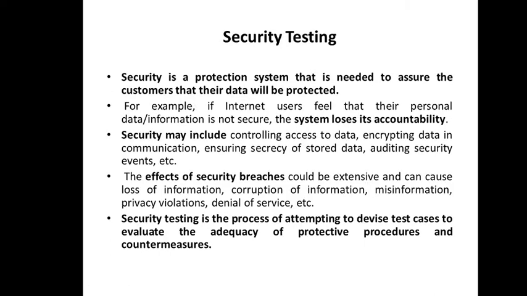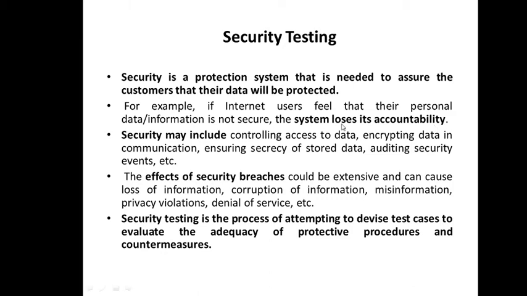Now, another type. So we have done recovery testing. The second system testing type is security testing. Very simple, as the name suggests, we need to check whether our system is secure or not. Security in respect to what? Security is a protection system that is needed to assure the customer that their data will be protected. You have to convince your customer that if they use your system, data will be protected and not revealed to anyone. If security is not provided, the system loses its accountability. No one is going to use your system if it is not secure.